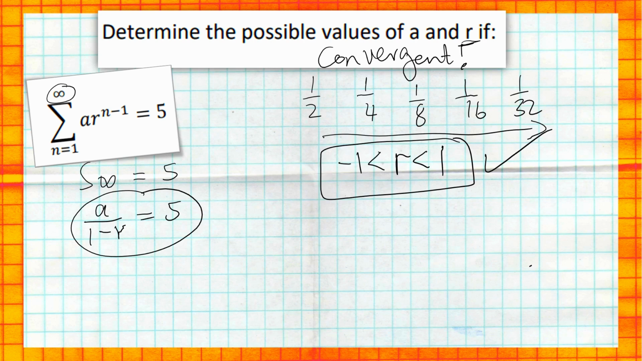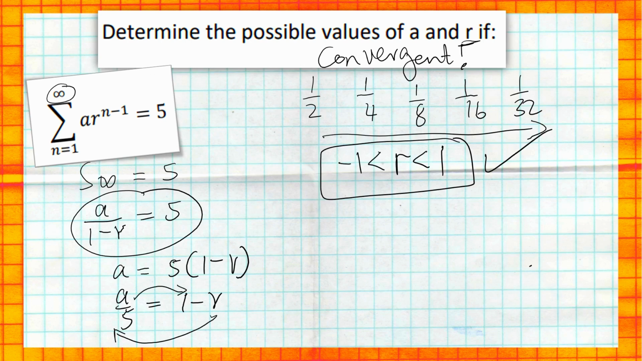We're going to cross multiply. We have A is equal to 5 into 1 minus R. We want to solve for R in terms of A, so we're going to divide both sides by 5. Then we have A over 5 is equal to 1 minus R. Then to solve for R, I can take R and transpose it to this side and transpose A over 5 to this side, right? Then I will have my R is equal to 1 minus A over 5. Okay, so I've now solved for R in terms of A.